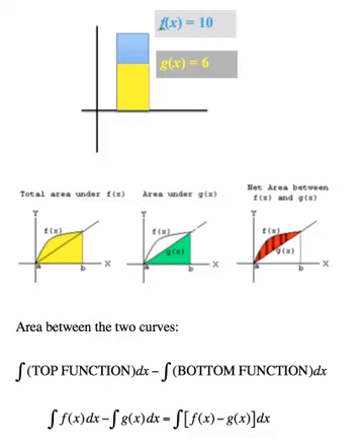As shown in the next set of three graphs, if we find the total area under f and subtract the area under g, we will get the net area between the two curves. Said simply, top function minus bottom function is what we always want to do to find area.